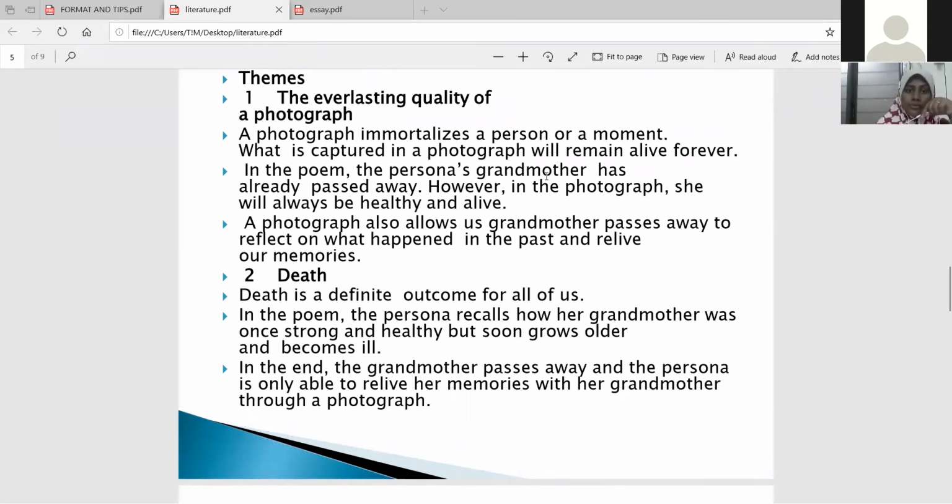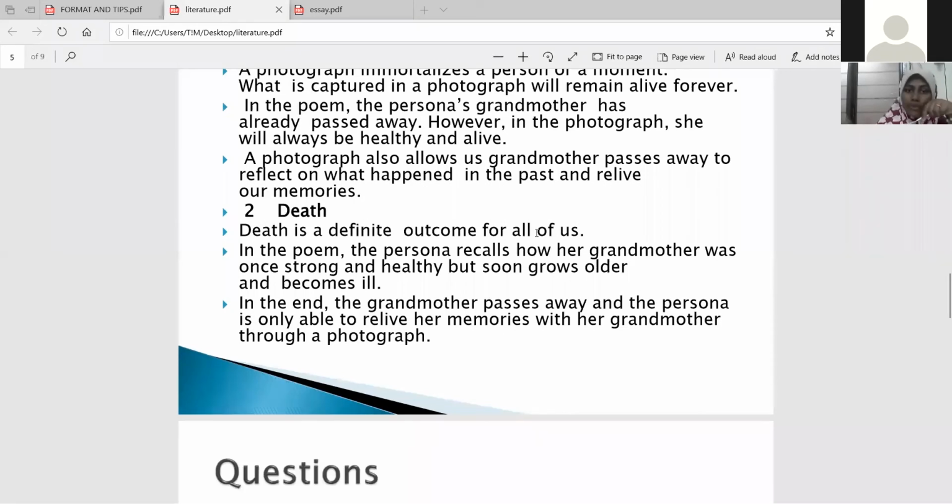Okay, in the poem, the persona's grandmother has already passed away. However, in the photograph, she will always be healthy and alive. So here it shows how important it is to take a good picture, right? I think y'all are even more advanced than us. You know how to take pictures now. You know how to edit. There are benefits, there are good things about taking pictures and saving them. So you know when to use it. When you miss someone, or you lose someone, there is a photograph as evidence, as proof of them living. And number two, I have only two examples here.